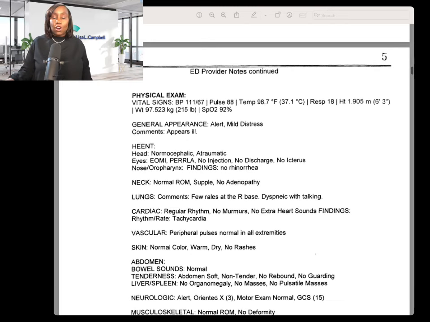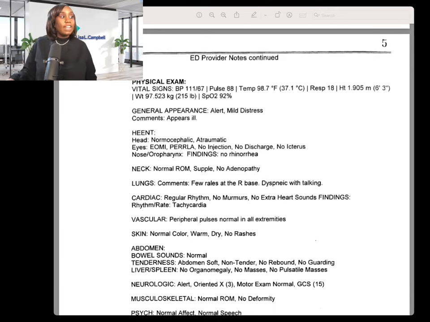So from there, the physician is going to be examining the patient. So usually in this type of setting, depending on the problem, they're doing a head to toe physical examination, right?